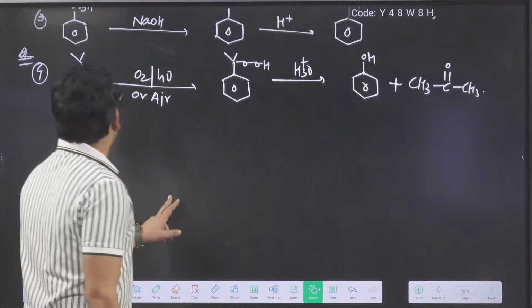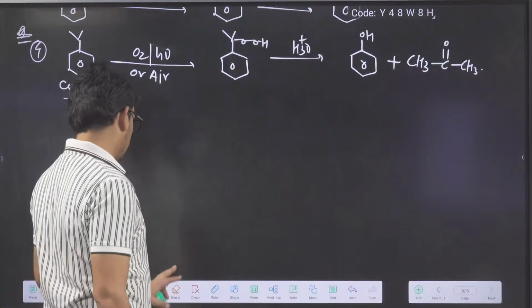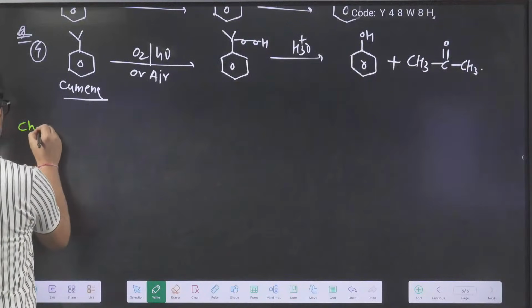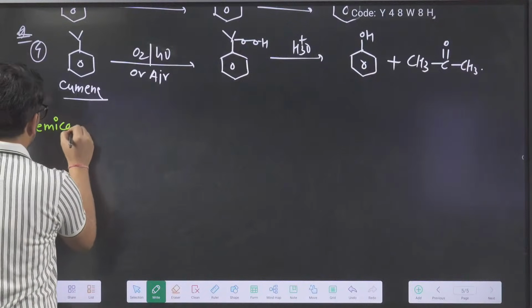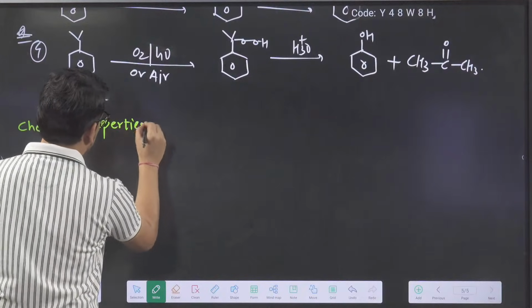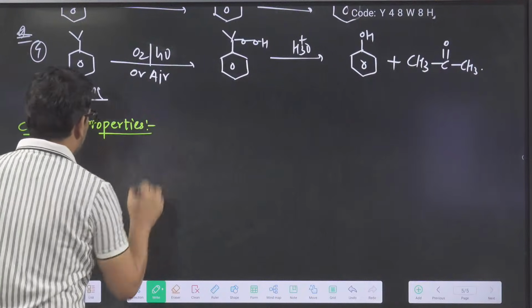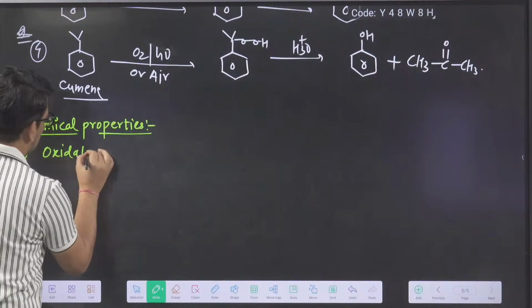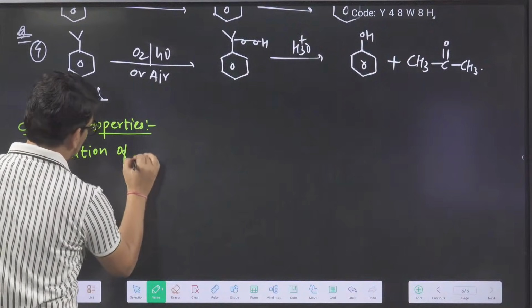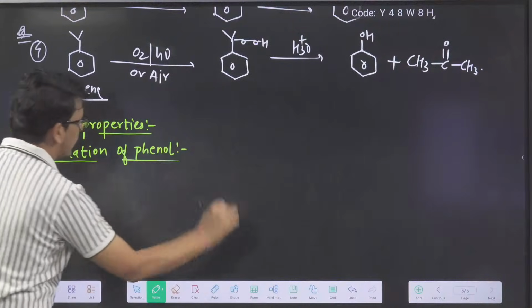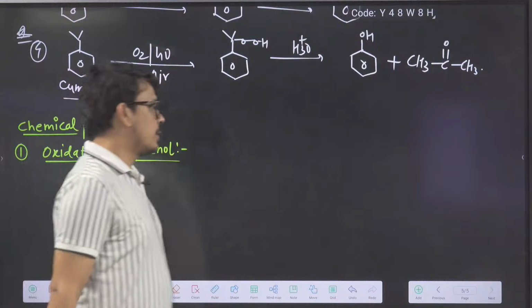Now, chemical properties. First, I'm discussing one of the topics, oxidation of phenol.